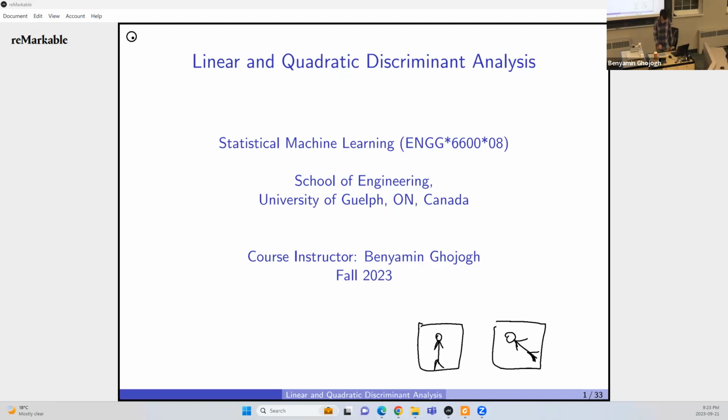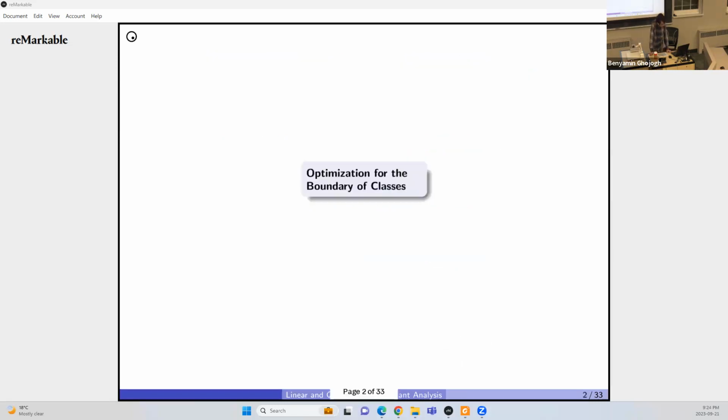So, okay, linear and quadratic discriminant analysis. So we are entering classification now. Okay, this is one of the most fundamental algorithms for classification. And this is linear. So linear discriminant analysis is a linear classifier. Quadratic discriminant analysis is quadratic, is nonlinear. Okay, so optimization for the boundary of classes.